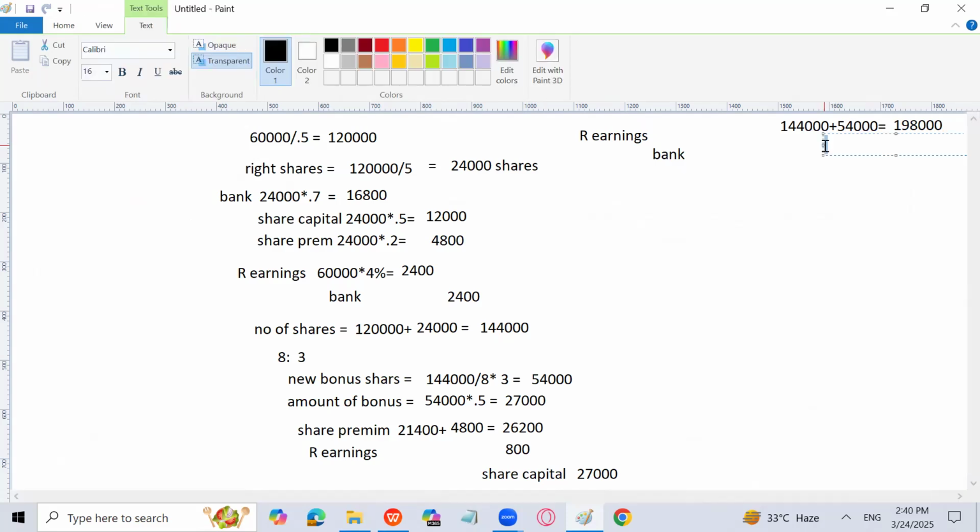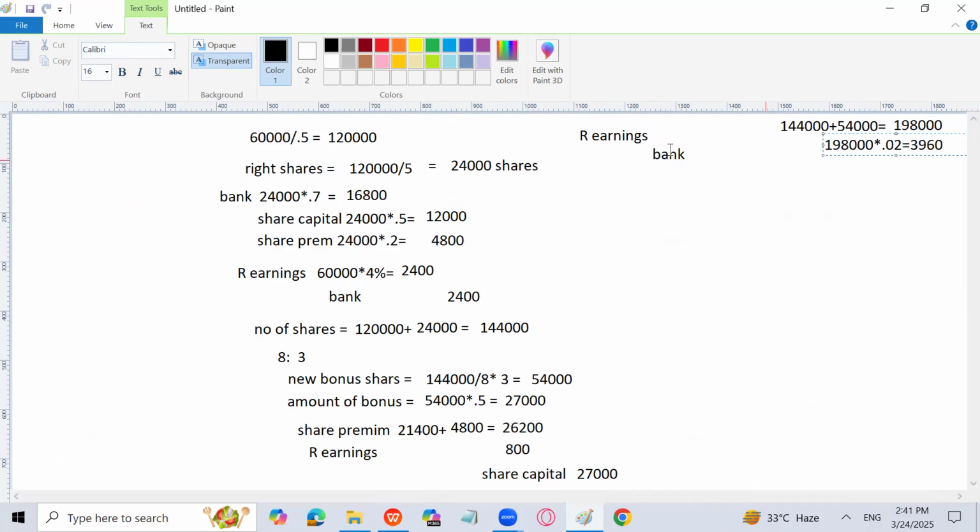198,000. Now I can calculate the dividend, 198,000 into 0.02. Yes, children find this difficult because the final dividend is paid as a percentage on the amount of share capital, but interim dividend is paid according to $0.02 per share. So we have to go for the number of shares first, total number of shares. That is 198,000. And then I will multiply it with 0.02 to find the amount of interim dividend. How much?